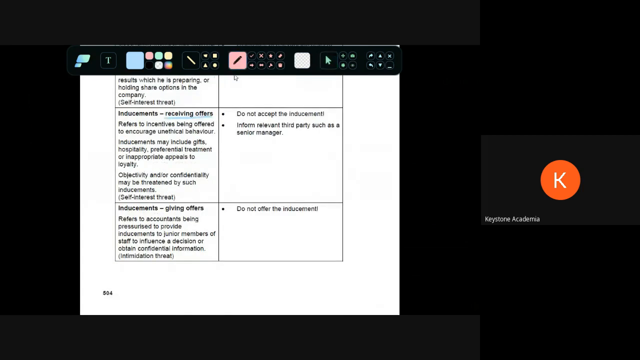Inducement. If someone is giving you offers for doing something, do not accept that and inform the relevant third party, like your senior manager. Similarly, if you are giving a bribe to someone, the safeguard is simply do not do so. All right.